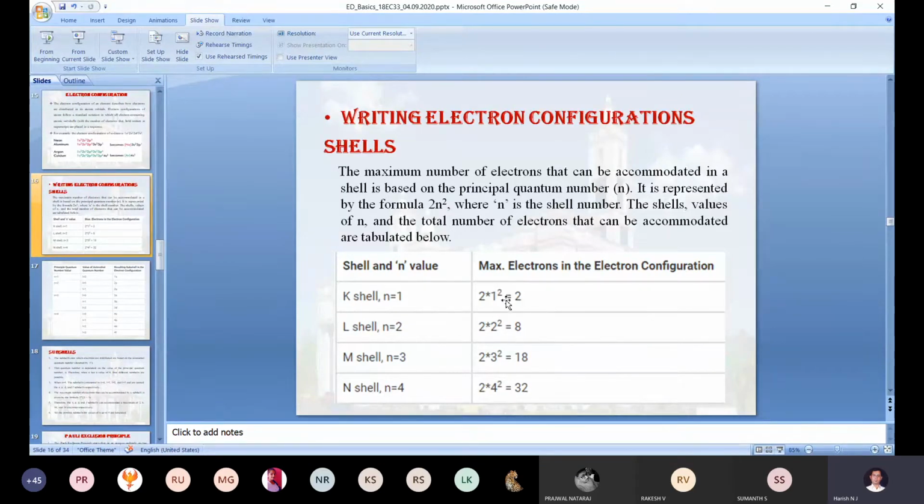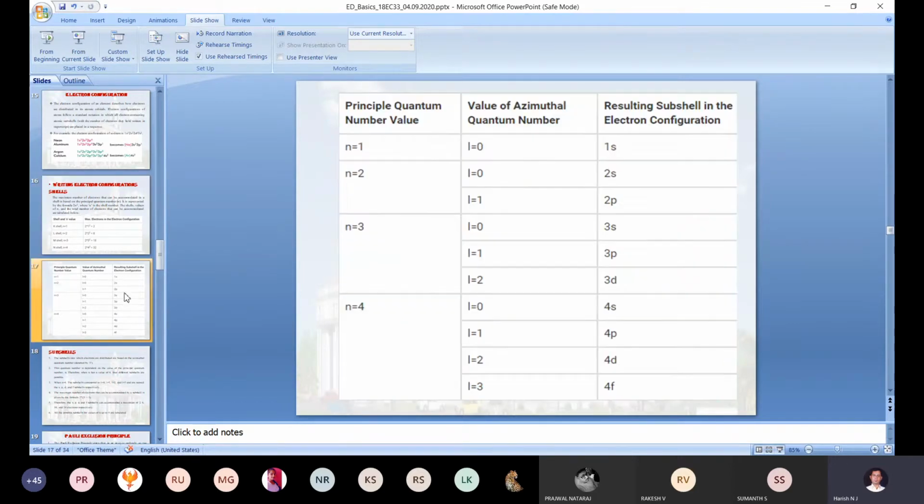2 into n square, here n will be equal to 1. 2 into 1 square is 2. 2 into 2 square is 8. 2 into 3 square is 18. 2 into 4 square is 32. Okay, so now we will see the picture of the subshells.